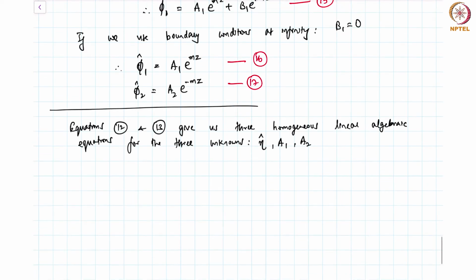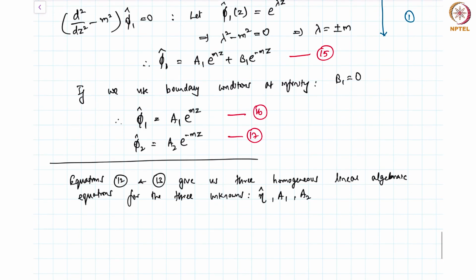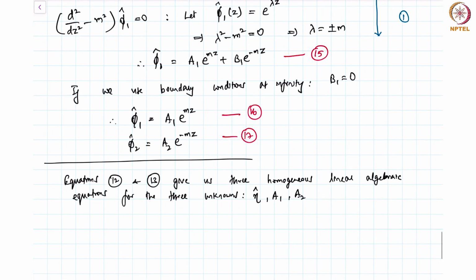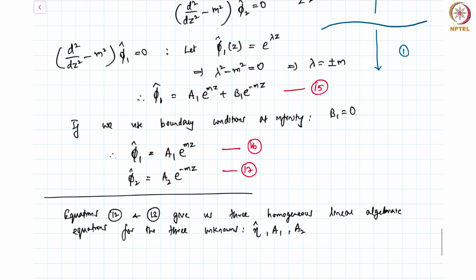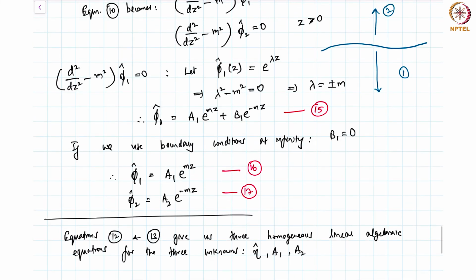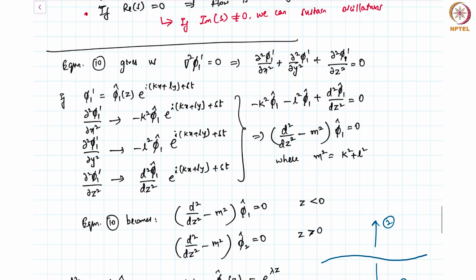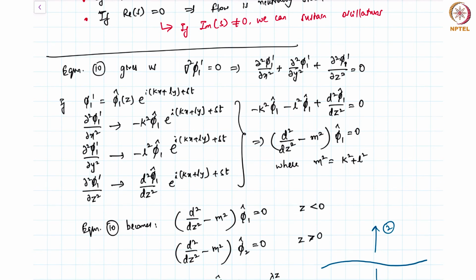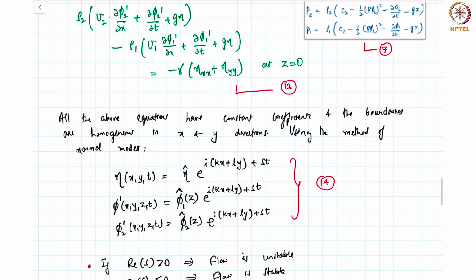Now, some of you may be wondering, what about m? Is m not an unknown? The idea is m is not an unknown. We don't treat m as an unknown. If you recall the stability analysis that we've done for the previous problem, when we assume a normal mode form that is shown in equation 14, the idea is we want to get a dispersion relation.